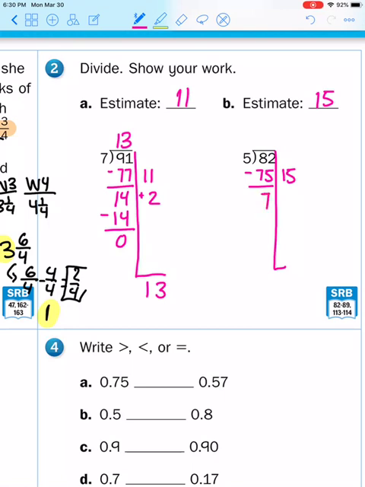Now I know 5 cannot evenly go into 7. 7 is not a multiple of 5, but I can get close. If I do 5 times 1, it would give me 5. And 7 minus 5 is 2. So my answer is 16 with a remainder of 2. Because I got 16 here and with a remainder of 2.